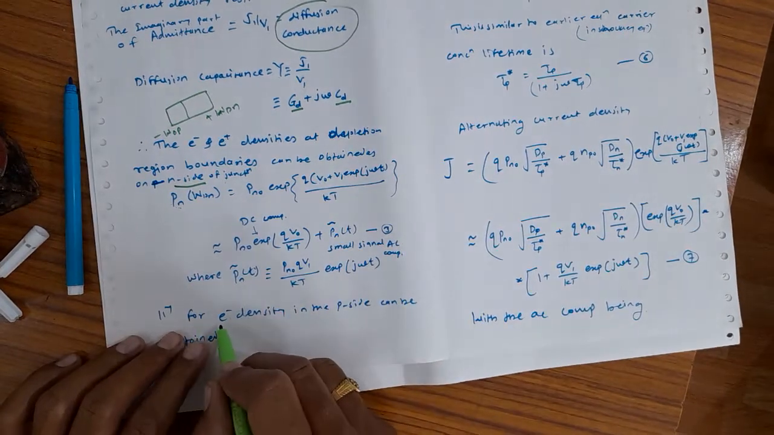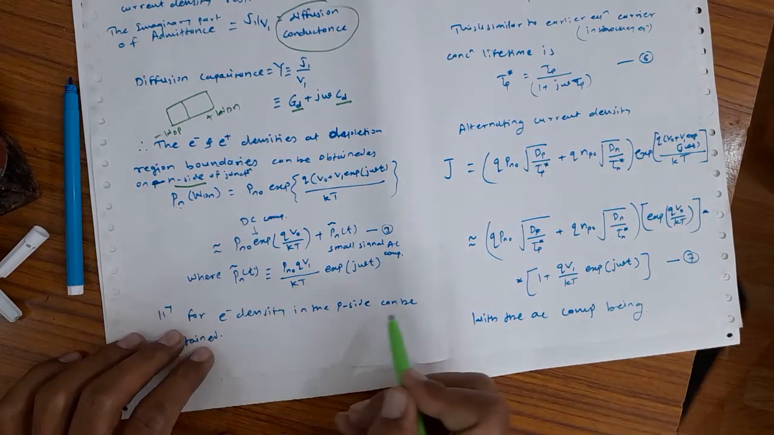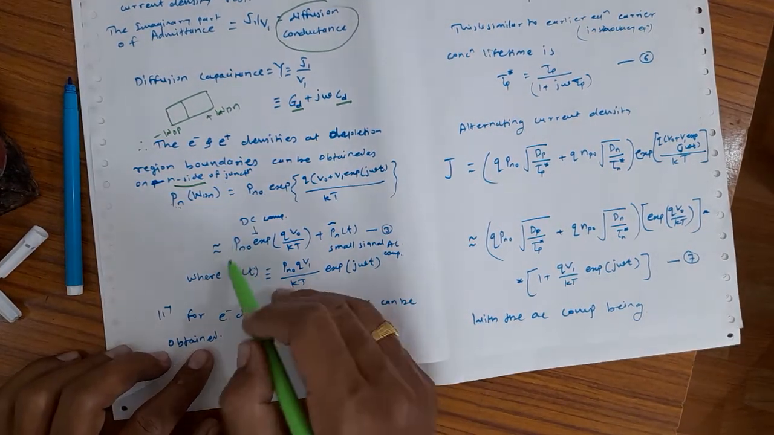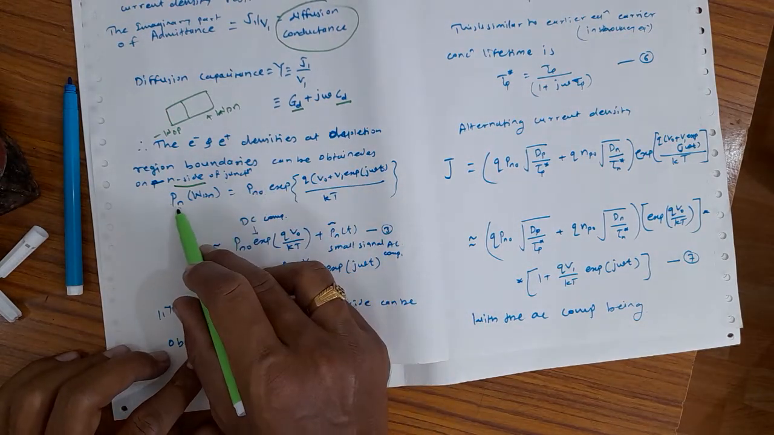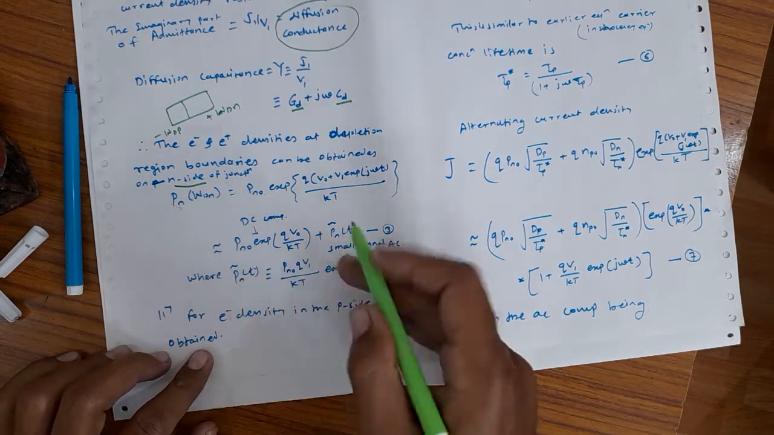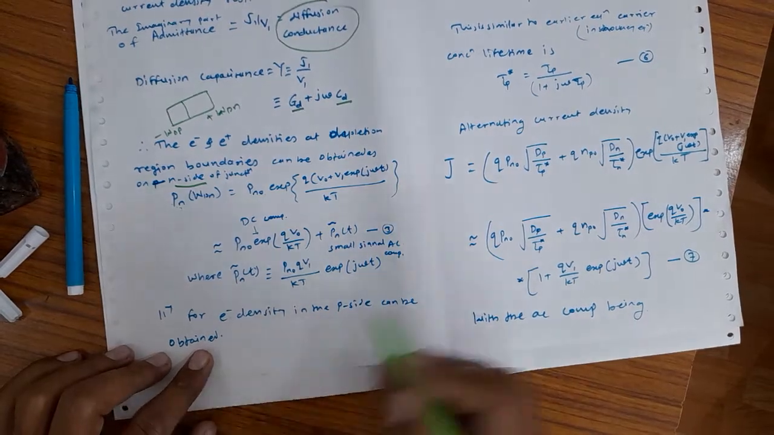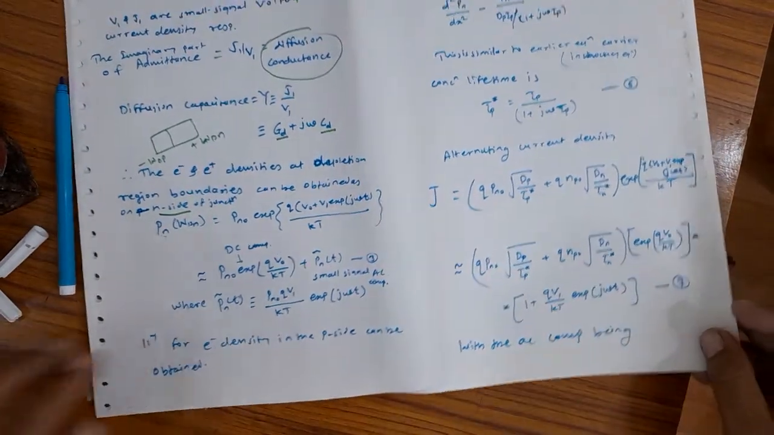Similarly, we can obtain the electron density in the p side region in the same way. Replace p with n and n with p, and we will get the electron density on the p side.